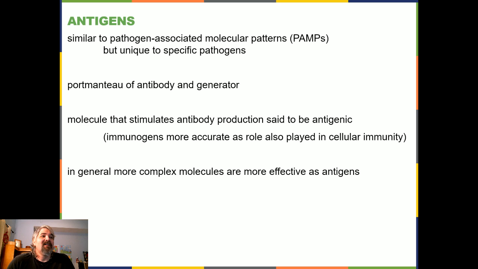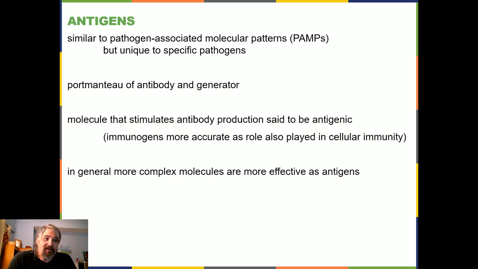So, antigens. When we talk about antigens, we're talking about molecules that are similar to the PAMPs in the previous chapter, the pathogen-associated molecular patterns. Those were things like lipopolysaccharide. They were very generic, common to a whole bunch of potential pathogens. When we talk about an antigen, though, we're talking about something that's a unique feature on a specific pathogen. The word is a portmanteau of antibody and generator.